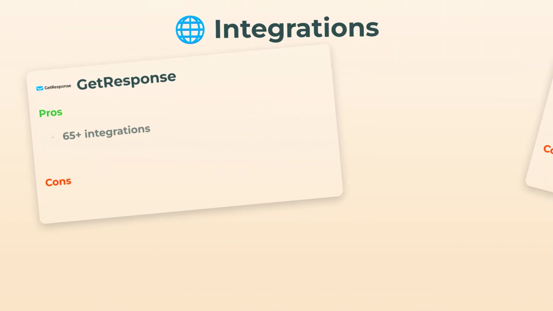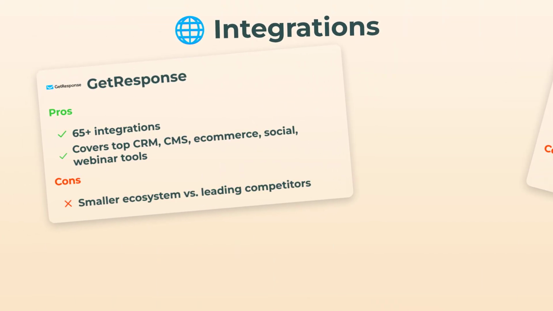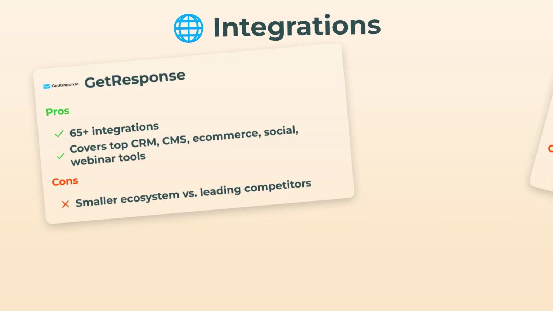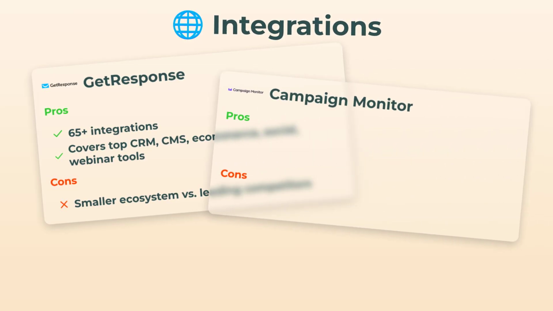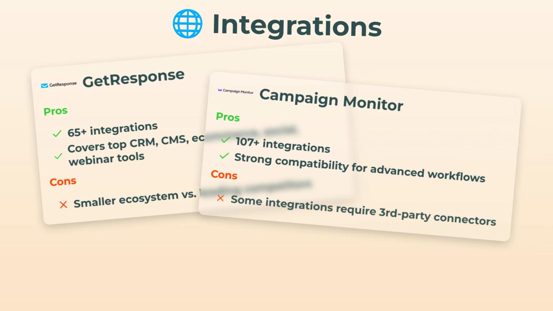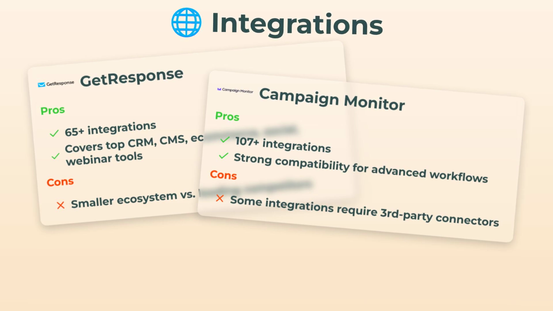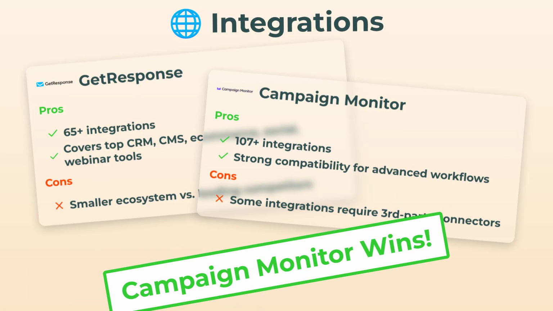All right, on to integrations, which is seriously make or break if you use a lot of apps. So, GetResponse covers around 65 integrations, including CRM, CMS, e-commerce, and webinar tools. Nice, but you know what? Compared to big players, it's not crazy huge. And then there's Campaign Monitor, 107 plus integrations, and it smoothly links up with tons of platforms, especially if you're doing serious automation or advanced workflows. Heads up though, some integrations need third-party connectors, so watch for that. But honestly, for sheer ecosystem, Campaign Monitor takes this round.